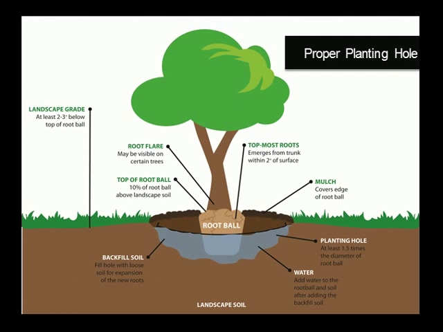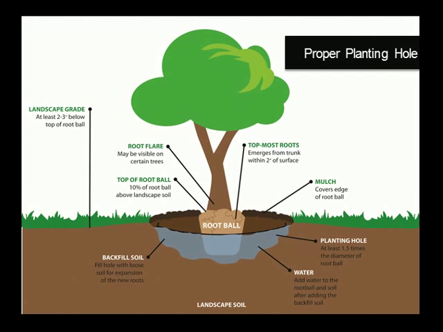Gauge the depth of the planting hole so that the top root is 1 to 2 inches above the landscape soil. No more than 2 to 3 inches of the root ball needs to be above the soil unless the site is poorly drained. If the soil is poorly drained, plant even higher. If the hole was dug too deep, add soil and compact it with your foot.